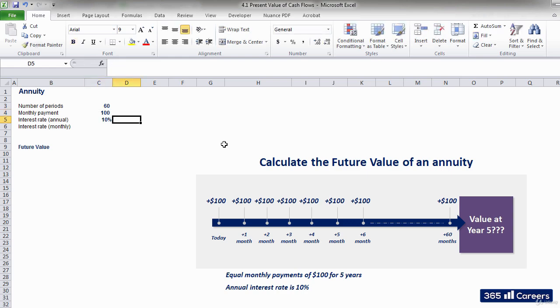The interest rate is 10% on an annual basis. We need to calculate it on a monthly basis, given that all of our parameters are expressed in terms of months. I'll divide 10% by 12 and we'll obtain the monthly interest rate.